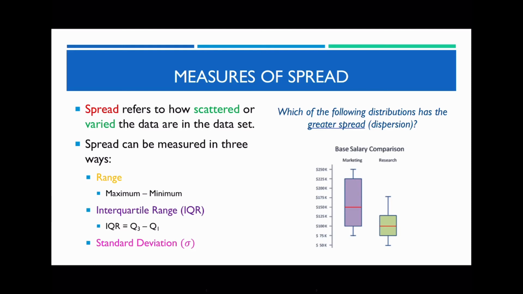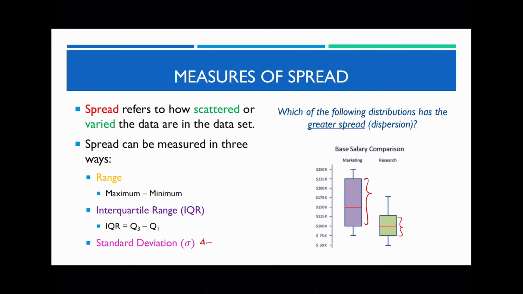We can do this by calculating the interquartile range, and the interquartile range represents the middle 50% of a data set. And we do that by finding out what our Q3 value is and then subtracting our Q1. And lastly, another way to find out how scattered data are is by finding the standard deviation. And we'll look at this in future lessons.